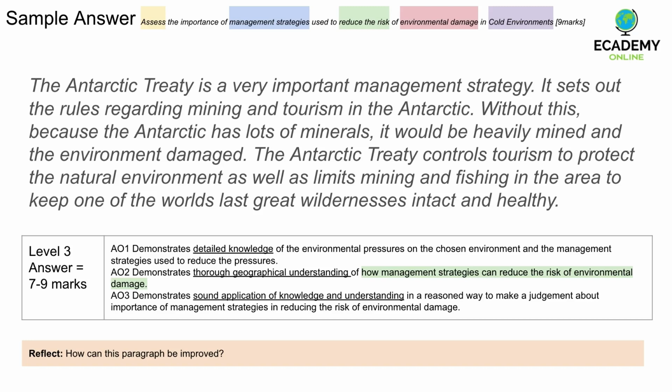Then it goes on to say, without this, because the Antarctic has lost minerals, it would be heavily mined and environmental damage would occur. This is establishing the issue if the treaty did not exist today, which is a very valid point to make. The Antarctic Treaty controls tourism to protect the natural environment, as well as limits to mining and fishing in the area to keep one of the world's last great wildernesses intact and healthy. Again, a totally valid point that's in context of the Antarctic Treaty, and it goes back to the original question.